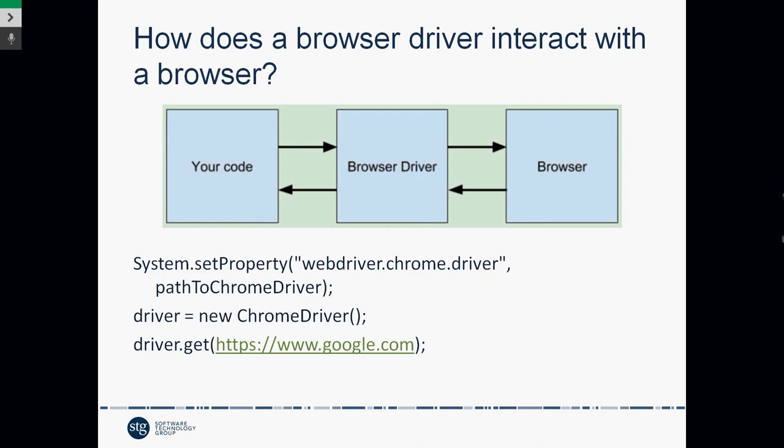So to start, you set your property to whatever you want. If you want ChromeDriver, tell it the path where your ChromeDriver executable is, new, and then you do the driver.get. That will pull up google.com.